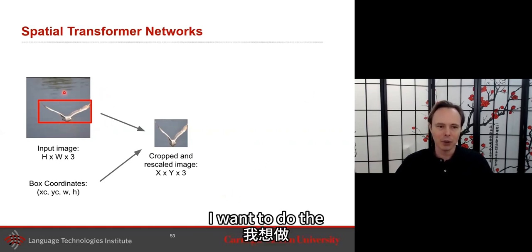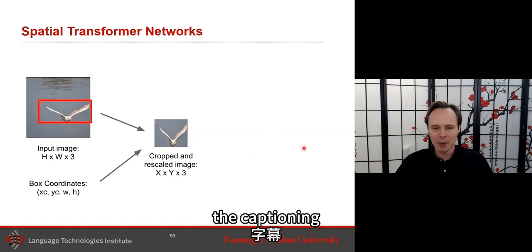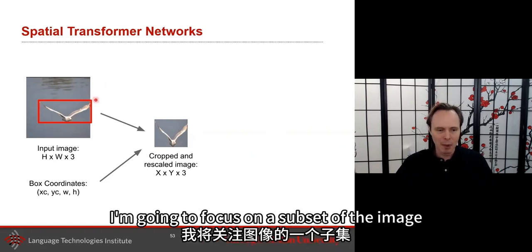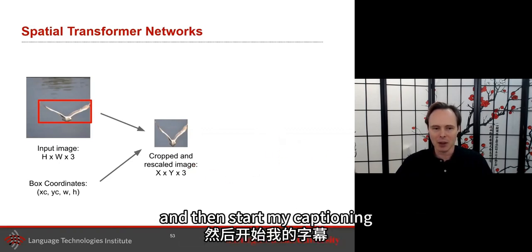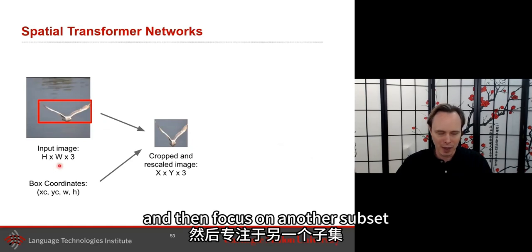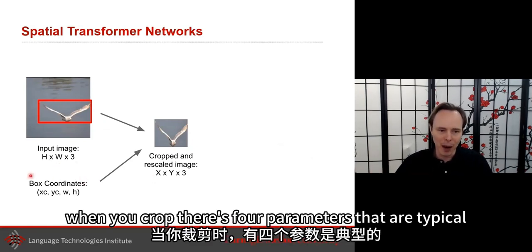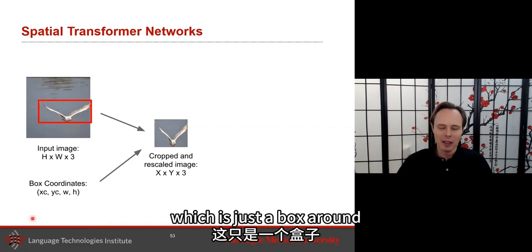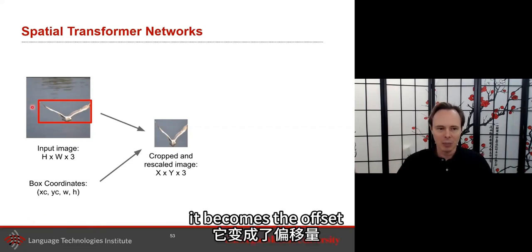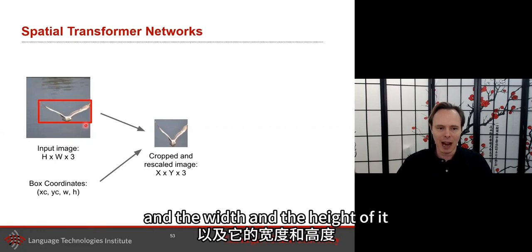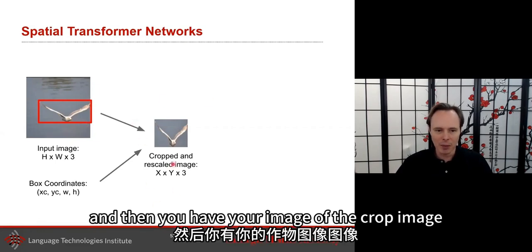I want to do the captioning, and so as a first step, I'm going to focus on a subset of the image, and then start my captioning, and then focus on another subset. And so for cropping, when you crop, there's 4 parameters that are typical, which is just a box around the object, and so it becomes the offset and the width and the height of it. And then you have your image of the crop image.